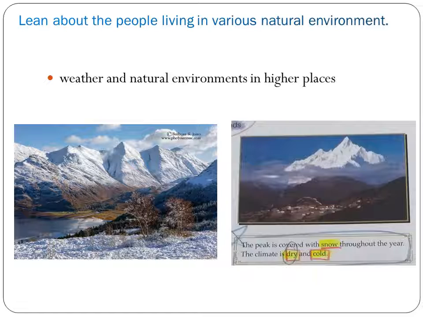Now, how do people live here? Do people live here? Yes, of course, many people live here. And what kind of weather and natural environment do they have in higher places? As you can see from the picture, the peak is covered in snow, and it'll be like this throughout the year. The climate here is very dry and cold, and very unstable. The climate can change drastically. It could be windy or it could be snowy, and they could have harsh winds. So it's very unstable weather in high mountainous regions.